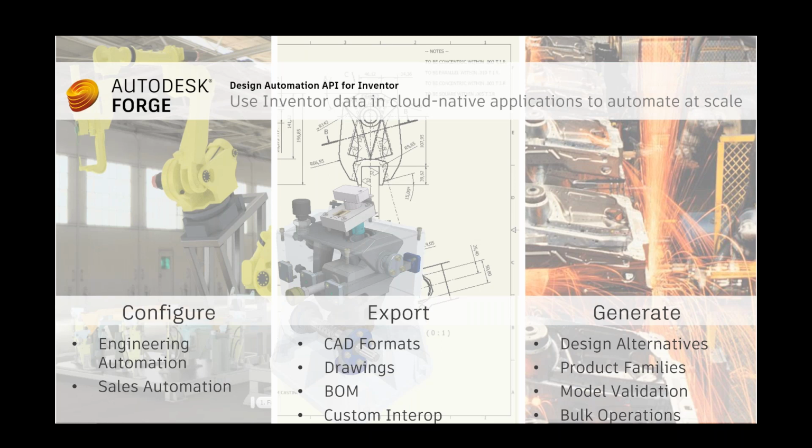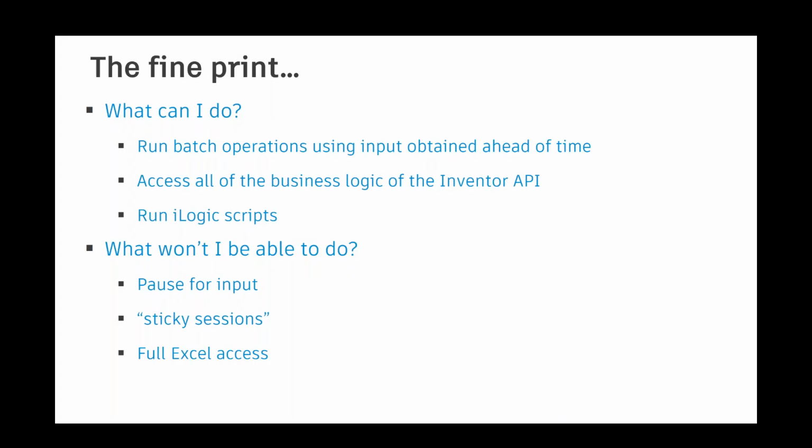So if we look at some of the fine print, what can I do? You can run batch operations using the input. Like I kind of mentioned before, you have access to all the business logic of the Inventor API. So everything but the UI, you should have access to. And then you can also run iLogic scripts as well.